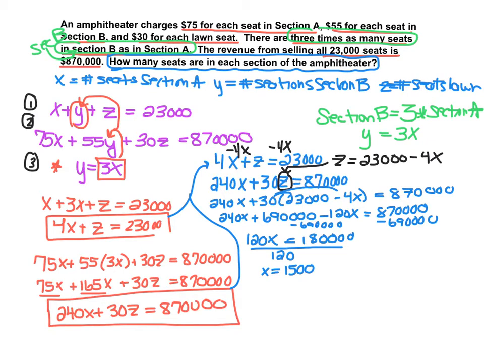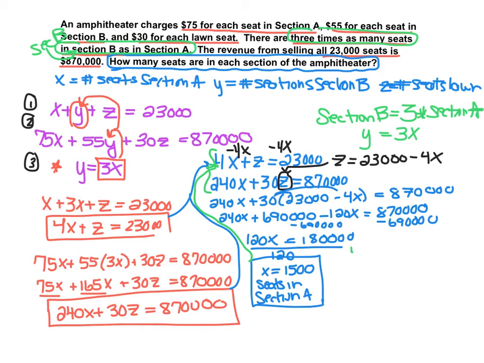So remember, if we go back to the beginning of our problem and think about what x represents, the number of seats in section A. So there are 1,500 seats in section A. So we've solved the first part of this, but there are still two more parts to go. So what I suggest you do next is that you go back into one of these two equations that contain two variables, and you substitute this x value in there to solve for z. So that's what I'm going to do to start.